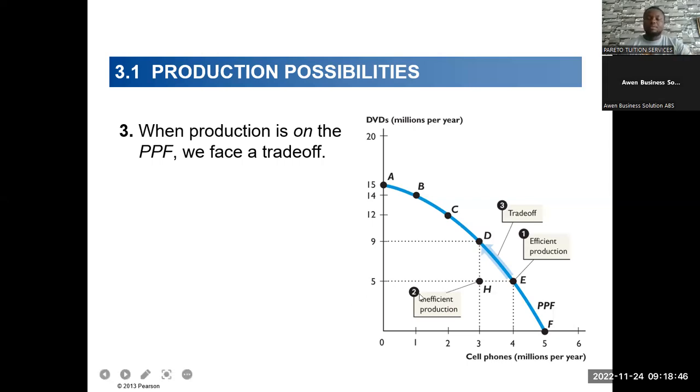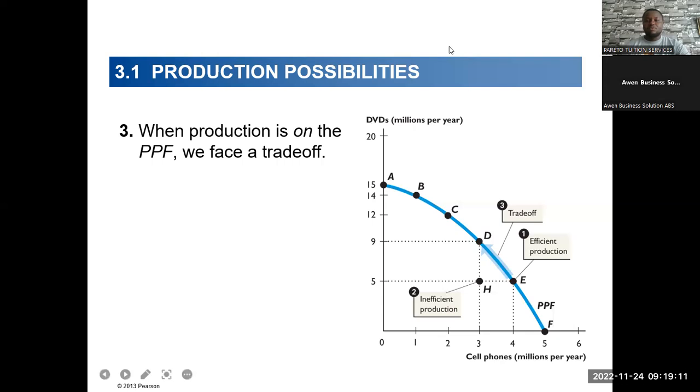Now, what about point H? At point H, we saw that we can move from point H to point E without sacrificing any good. But then we had more of one good. So that is a free lunch. Moving from E to D, that one too was a free lunch. We didn't sacrifice cell phones, but then we've gotten more DVDs.